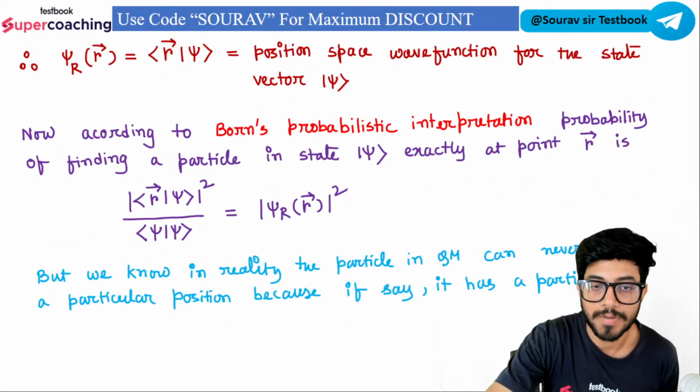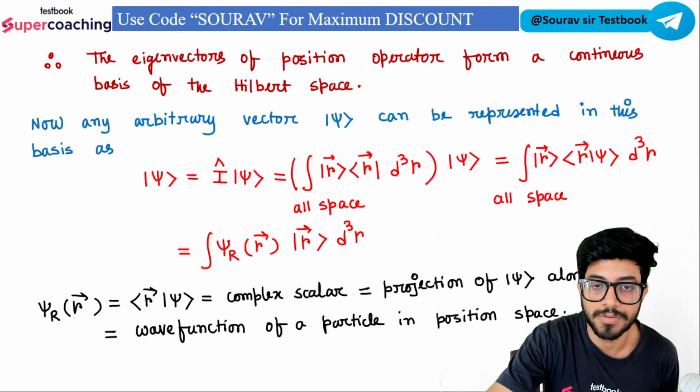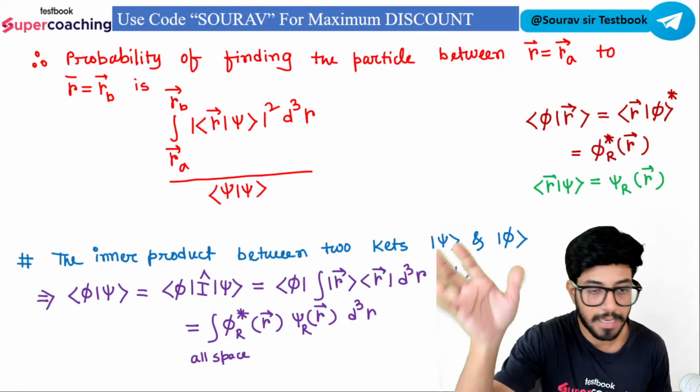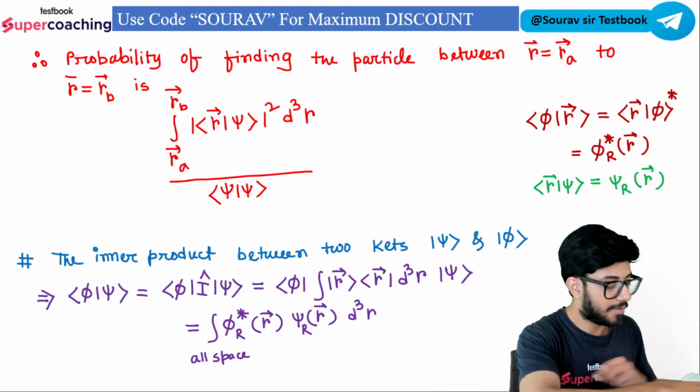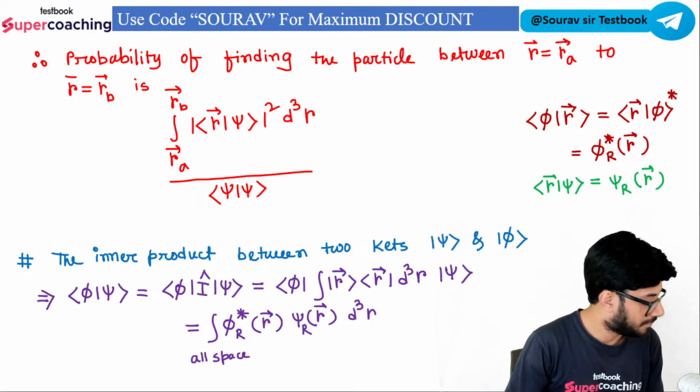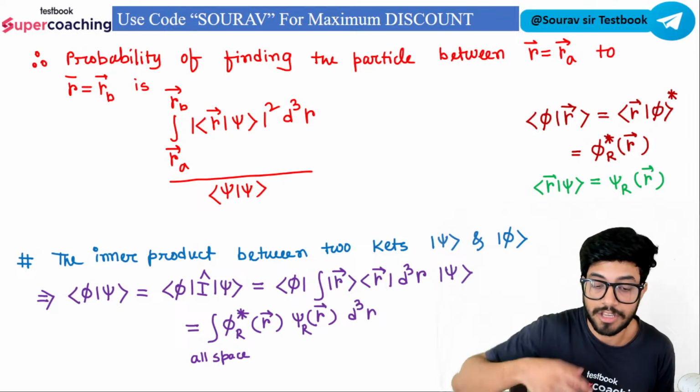Okay, so I think this part was quite clear to all the students, how we mentioned the position space representation of a particle. If you have any question you can ask. On the next day we're going to be talking about the momentum space representation. Okay, thank you very much.